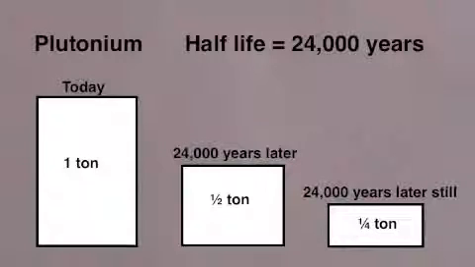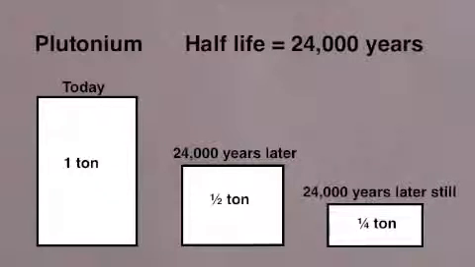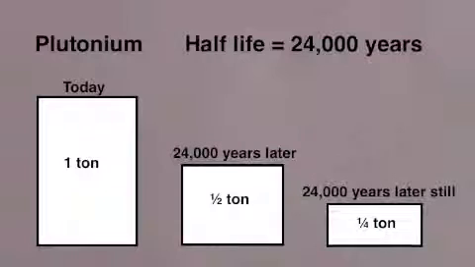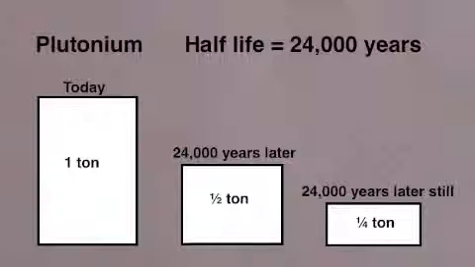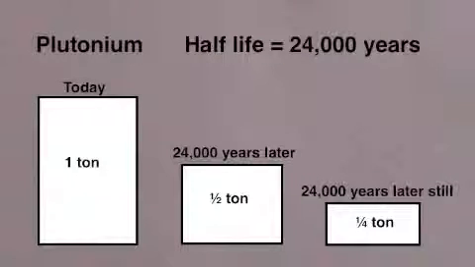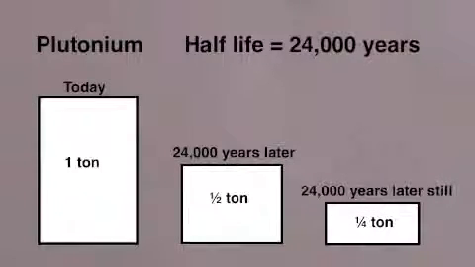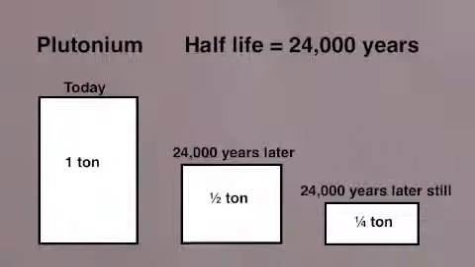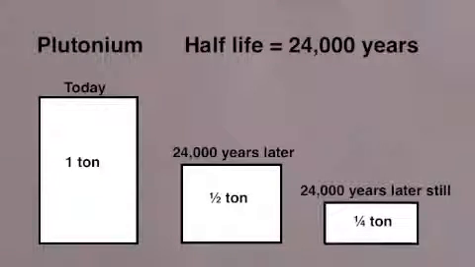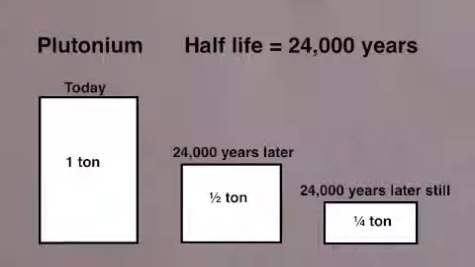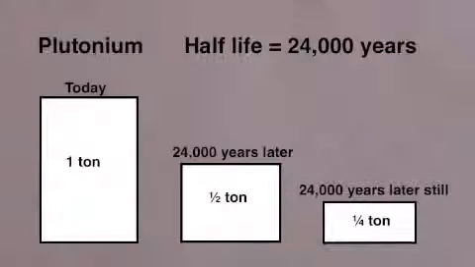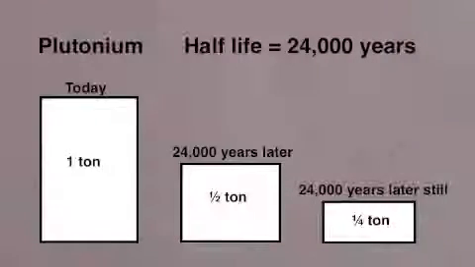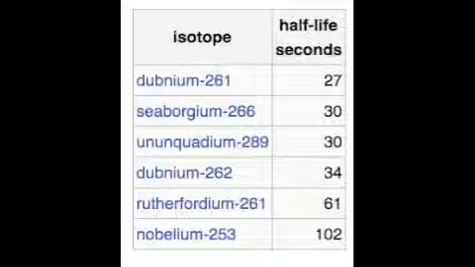Plutonium is a waste product of nuclear power stations. It's highly radioactive with a half-life of 24,000 years. So that means that if you started off with a ton of plutonium, after 24,000 years you'd still have half a ton. And after a further 24,000 years you'd still have a quarter of a ton. So those radioactive elements can last a long time, and their disposal needs to be carefully controlled. On the other hand, there are radioactive elements that have very short half-lives.